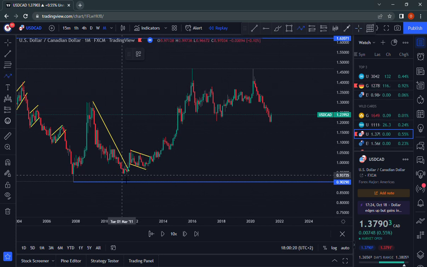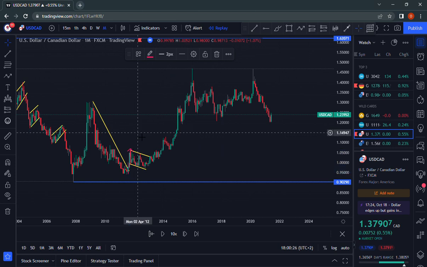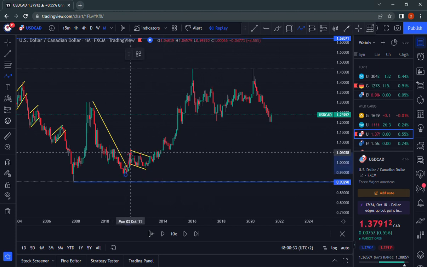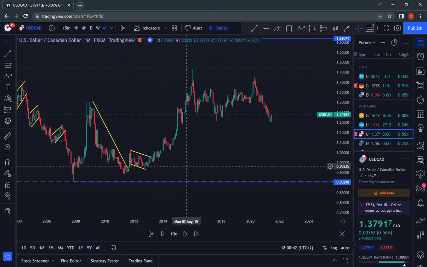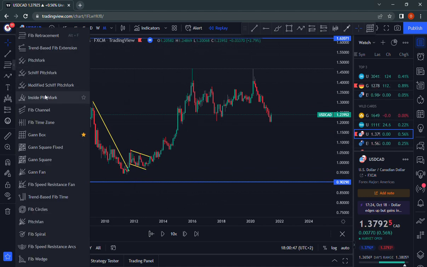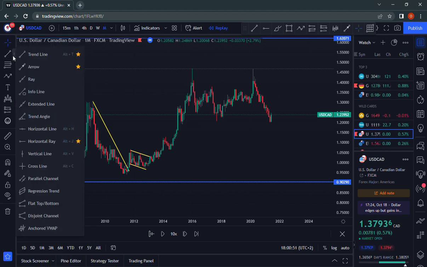So here we understand that this is the impulse. Let me put this in a different color so that we can see it. So this is the impulse, and then this is the correction. And after the correction, we are waiting for the impulse. Now, DK, look at this. That's why all this knowledge is important, you understand? Now let me put this here.